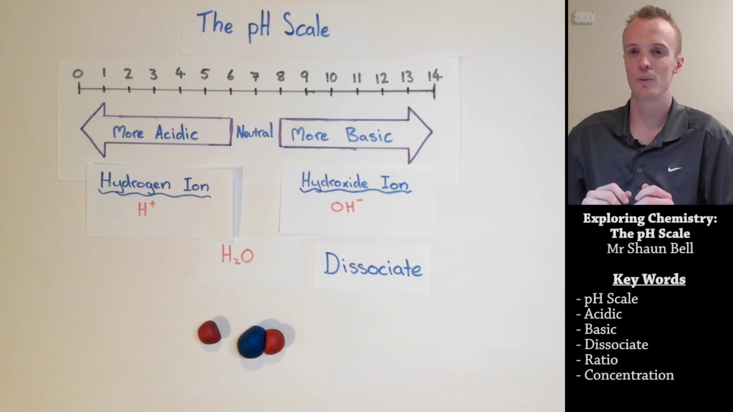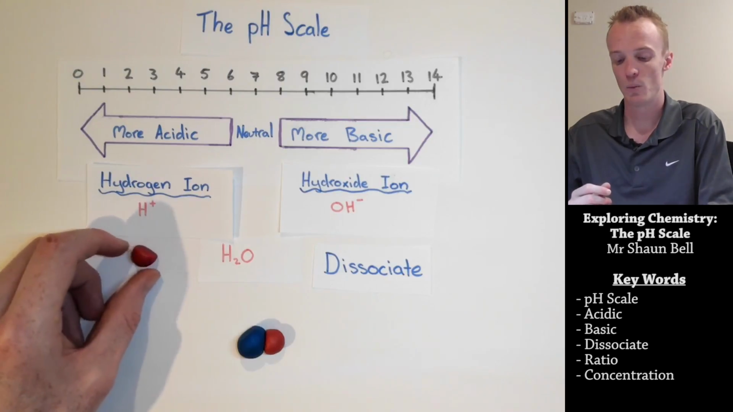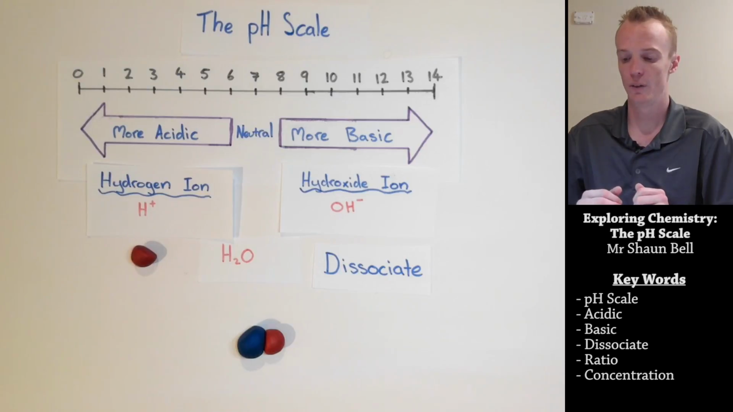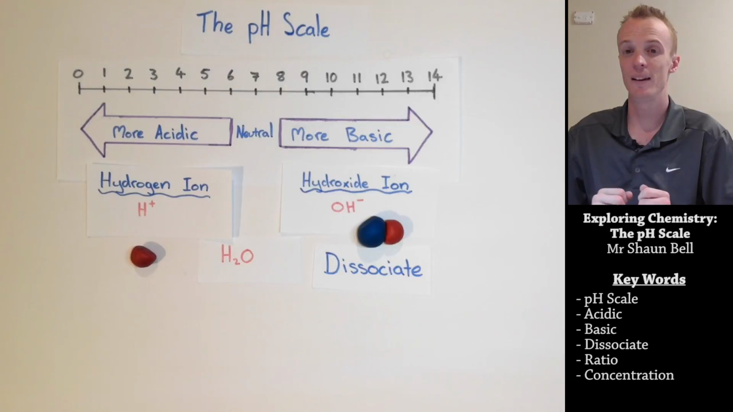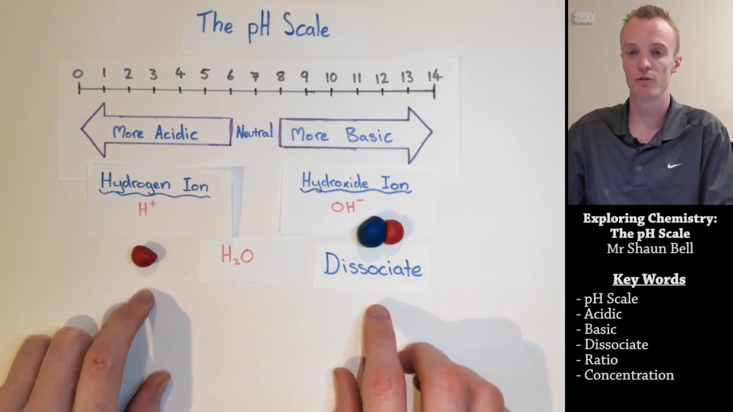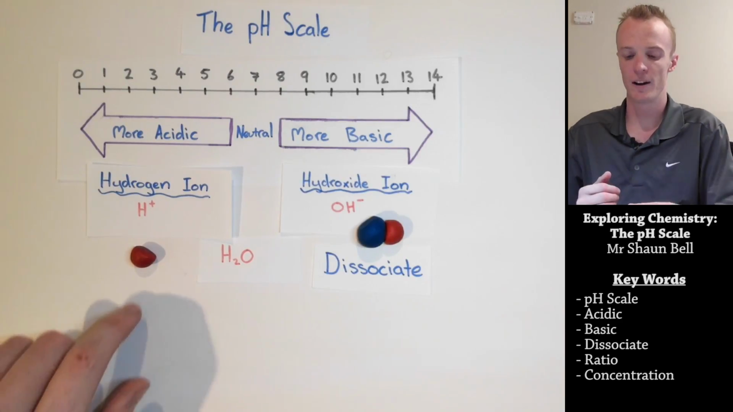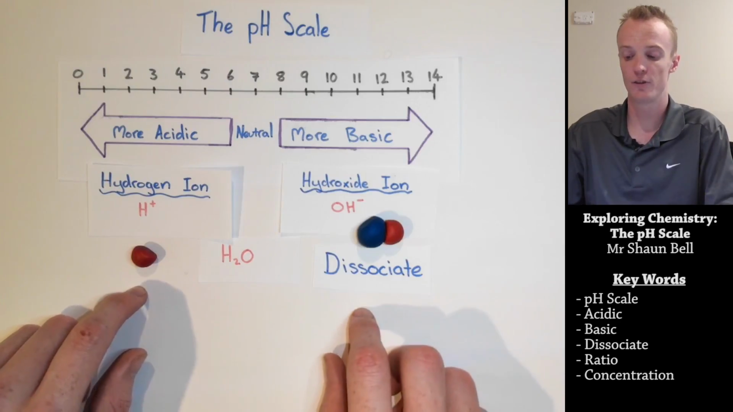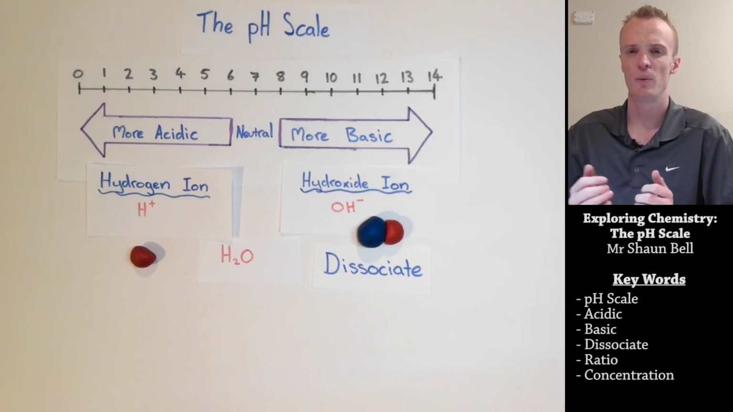Now, if a water molecule is to dissociate or break apart, what we're left with is one of these hydrogen ions and one of these hydroxide ions. And what we're left with is an equal balance in the number of hydrogen ions and hydroxide ions that are in the solution. And when we go to measure this, the ratio of hydrogen ions to hydroxide ions is equal or balanced. And we consider this to be a neutral solution, which would have a pH of 7.